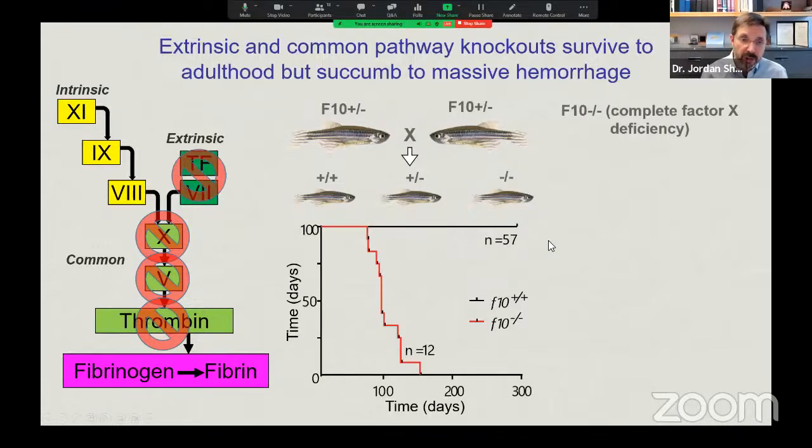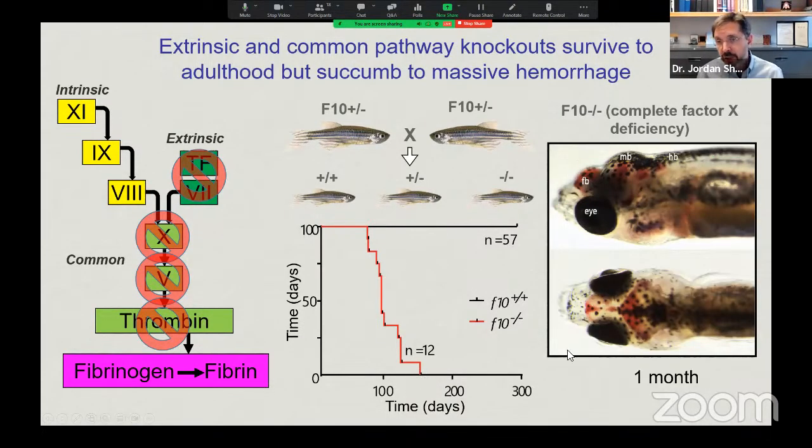And this is what their survival looks like. They survive, actually surprisingly long, until 2 to 3 months of age, into adulthood, and then they start dying. And what do they die of? They die of hemorrhage. Not surprising.